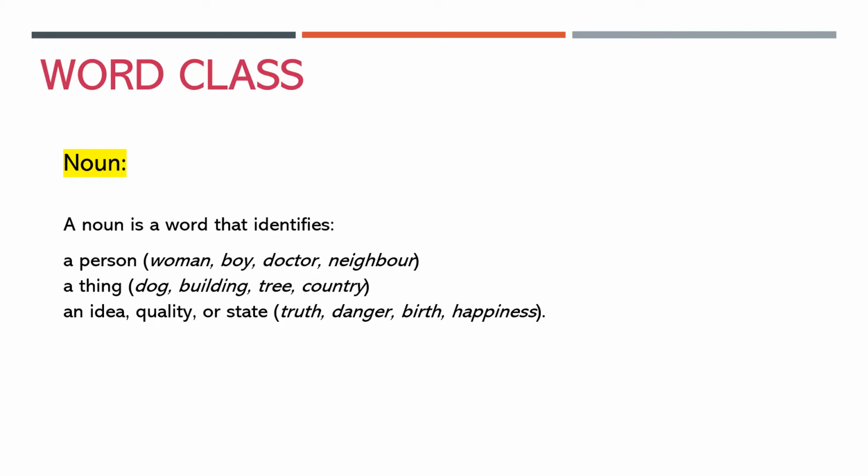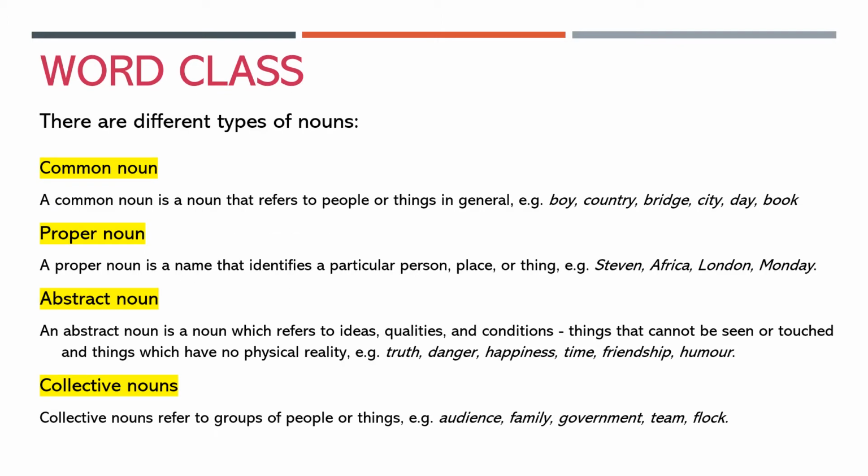Now, nouns can be split into different separate almost word classes. We've got common noun, proper noun, abstract noun and collective nouns. A common noun is a noun that refers to people or things in general, so not specific, unlike a proper noun. So you could say a boy, a cat, country, a bridge, city, a day, a book, a classroom.